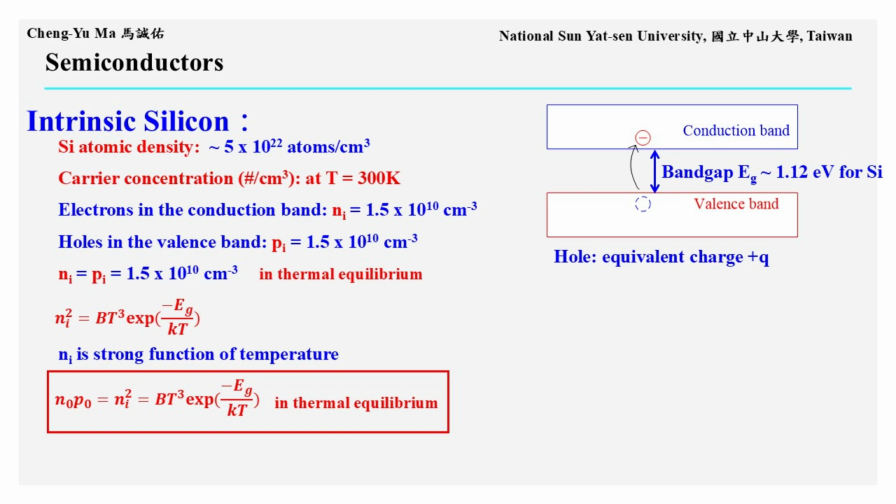In addition, under thermal equilibrium, carrier concentration symbols in semiconductors use a subscript 0, such as N0 and P0. Under thermal equilibrium, the product of the conduction band electron concentration and the valence band hole concentration equals Ni squared. This property also applies to semiconductors with impurities added, not only to intrinsic semiconductors.